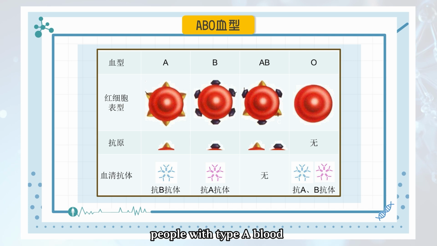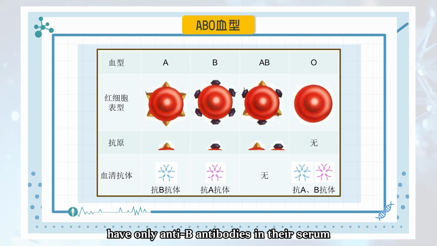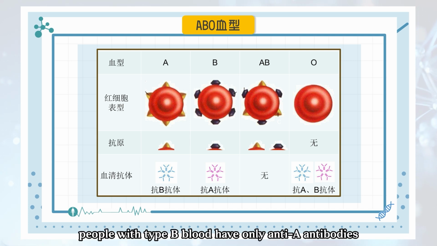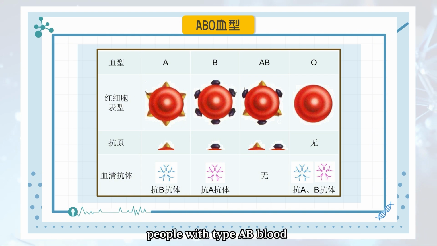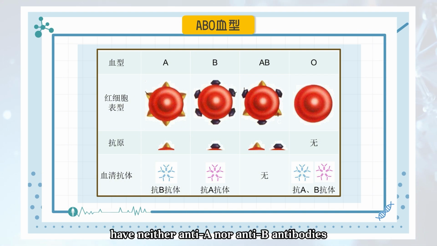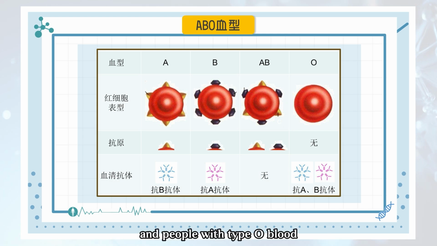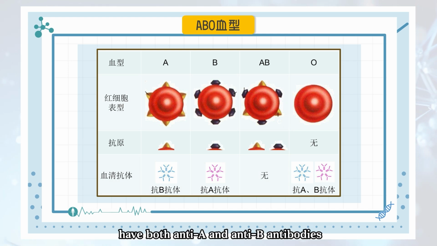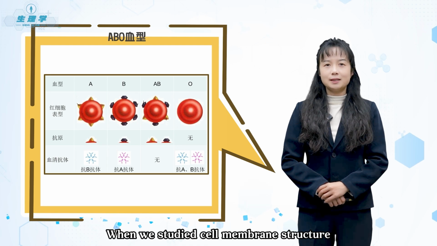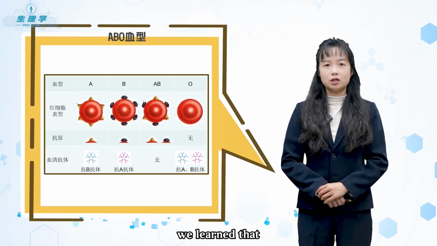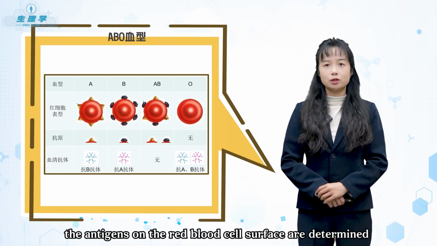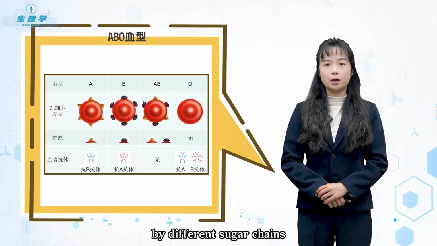Therefore, people with type A blood have only anti-B antibodies in their serum. People with type B blood have only anti-A antibodies. People with type AB blood have neither anti-A nor anti-B antibodies. And people with type O blood have both anti-A and anti-B antibodies. When we studied cell membrane structure, we learned that in the ABO system, the antigens on the red blood cell surface are determined by different sugar chains.